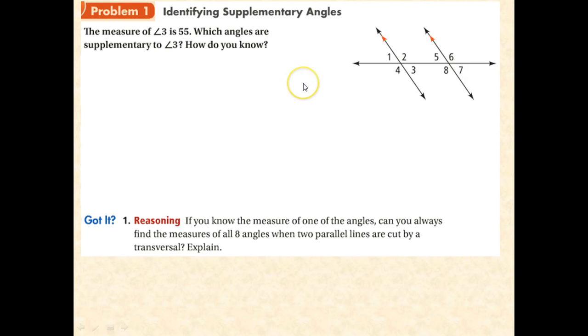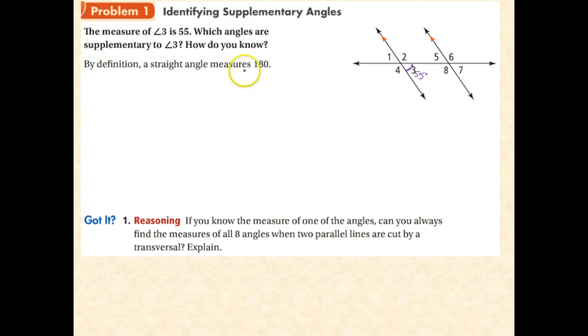Alright, how are we going to use this information? The measure of angle 3 is 55 degrees. So this guy right here is 55 degrees. Which angles are supplementary to angle 3, and how do you know? Well, it looks to me as though angle 8 would be supplementary. Let's see how we do this.